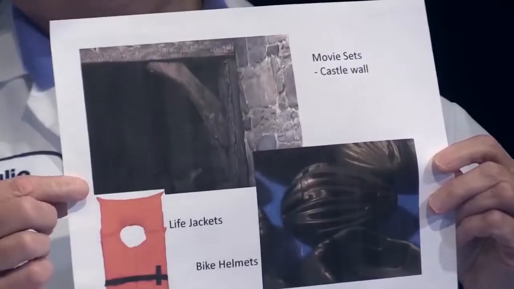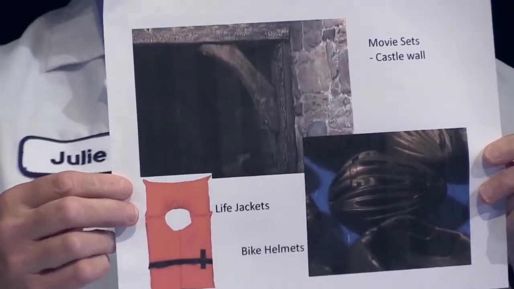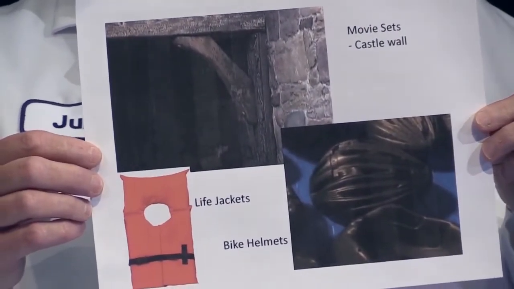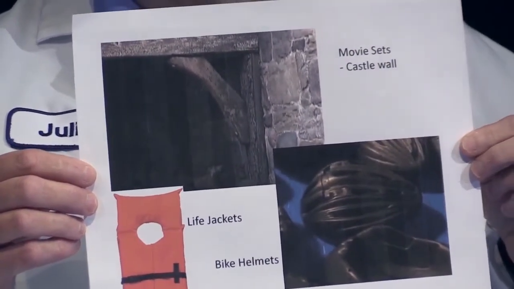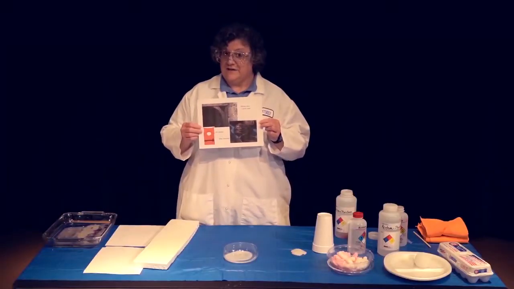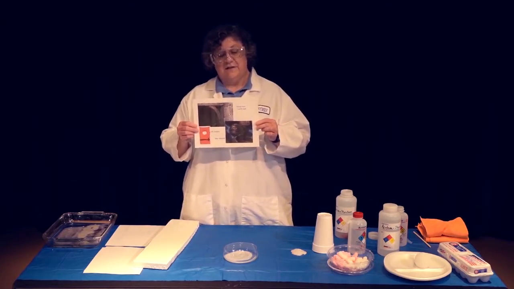This one up here on the top is a castle and a passageway into that castle. These are used in movie sets and film, TV, and theater, and it's a lightweight, cheap way to make the type of environment you want, like a castle, like this one. They just shape it however they want, and then they paint it.